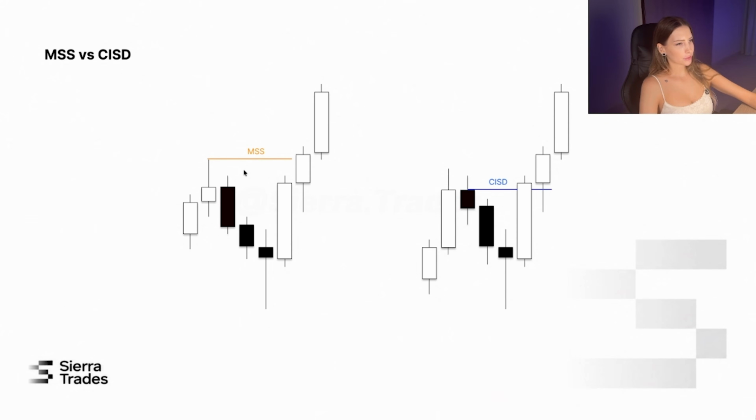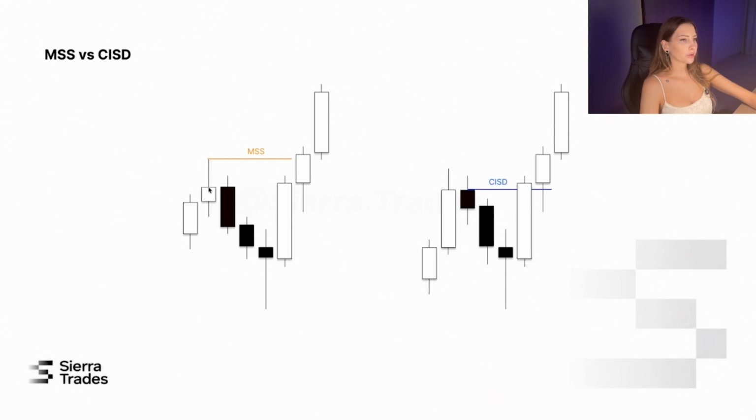CISD and market structure shift are both used to spot a possible reversal, but they're looking at completely different pieces of price. And that difference actually matters a lot. CISD is focused on the candle body. It happens when an opposing candle closes back past the opening price of the previous candle or the series of down-close candles that created the low or the high. And that gives you an early signal that the buying pressure or the selling pressure is shifting.